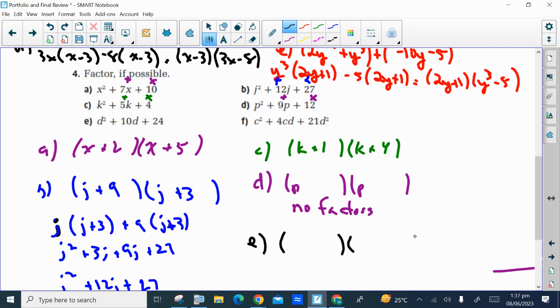Question E, front terms multiply to get d squared. And now we want two numbers that multiply to get 24, add to get 10. Positive 4 and positive 6 will work.